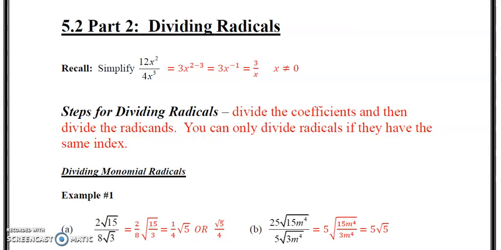Everybody, welcome back to the second part of 5.2, dividing radicals. In the previous video, if you do recall, we multiplied radicals, so what we did was we multiplied the coefficients and then we multiplied the radicands, and the indexes, of course, had to be the same. Well, it's a similar process for dividing. You divide coefficients, and you also divide the radicands, so whatever's underneath the square roots, and obviously the index has to be the same. All right.